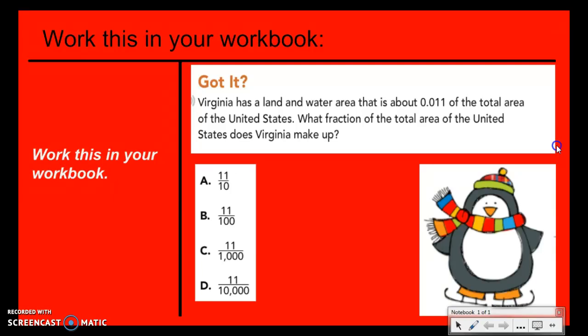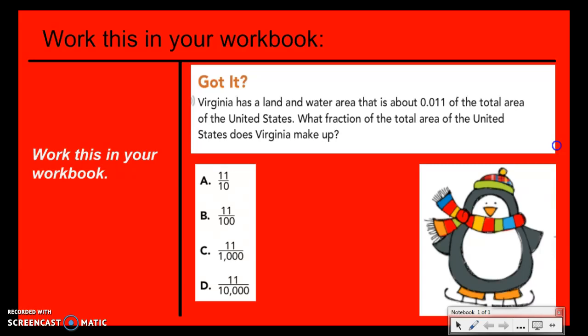Alright, work this out in your notebook and see if you can figure out what the correct answer would be. Virginia has a land and water area that is about 0.011 of the total area of the United States. What fraction of the total area of the United States does Virginia make up? So you're going to have to think, how would I write 0.011? What place value is that? And then you're going to have to turn that into a fraction. And then you're going to figure out, can you reduce the fraction?